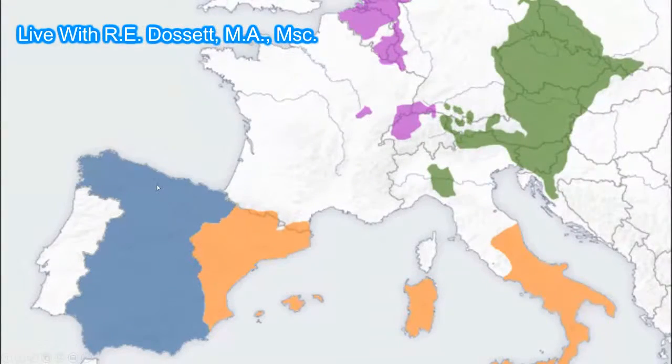You can see it here much better. Blue is the crown of Castile and Leon. Orange is the crown of Aragon or Catalonia. And the other parts were not part of Spain at all, but were part of the Habsburg grip over Europe. And Castile and Leon and Aragon were led by the Habsburg dynasty from Austria back then.